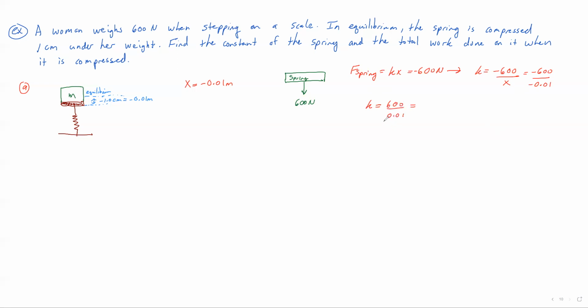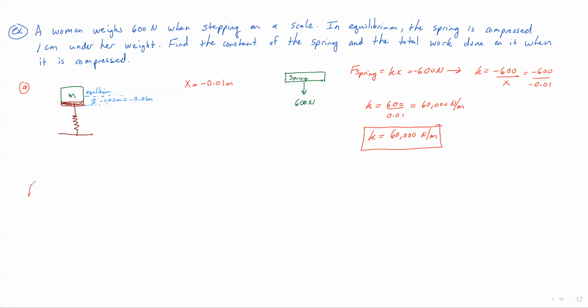What's that going to be? That's going to be 60,000 newtons per meter, because it's a force over a meter, newtons per meter. So there you have the k of the spring: 60,000 newtons per meter. Okay.